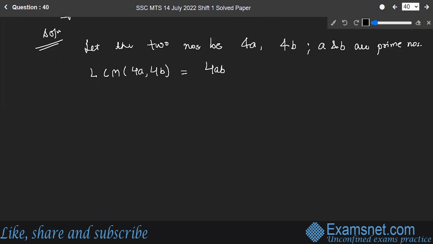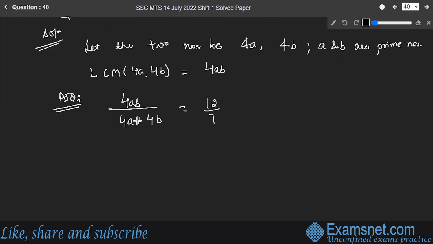Okay. Now, according to the question, 4AB upon 4A plus 4B is equal to 12/7. Why? Because the ratio was given that the ratio of LCM to the sum of the numbers is 12:7.